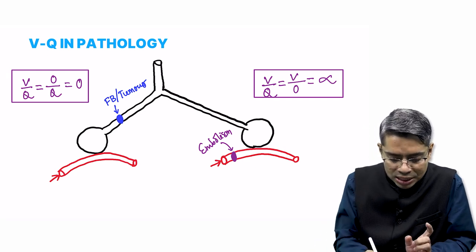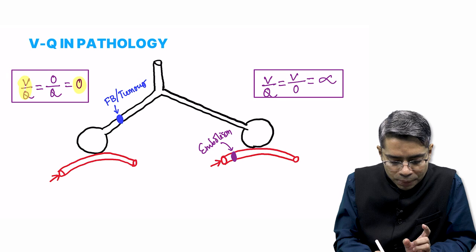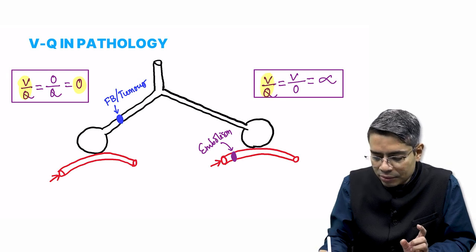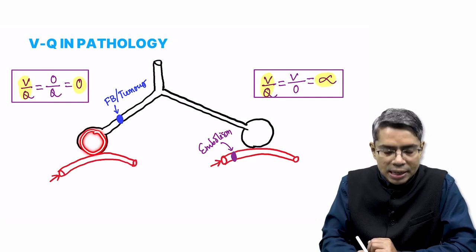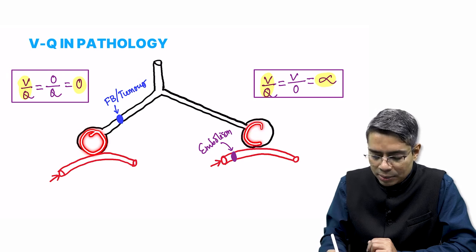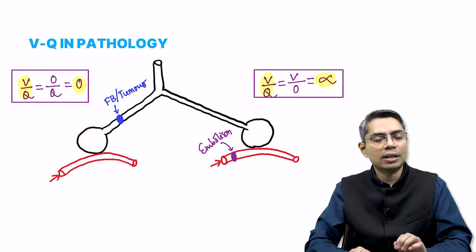So in one extreme condition the VQ ratio is 0 and in another extreme condition the VQ ratio is infinity. We are going to understand what is going to happen to the alveolar gas composition in the first case and the alveolar gas composition in the second case. That is our understanding.